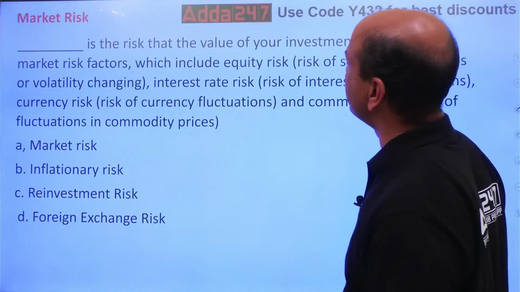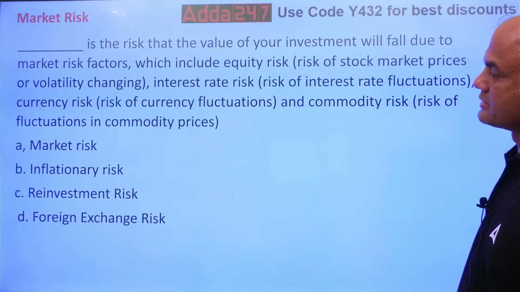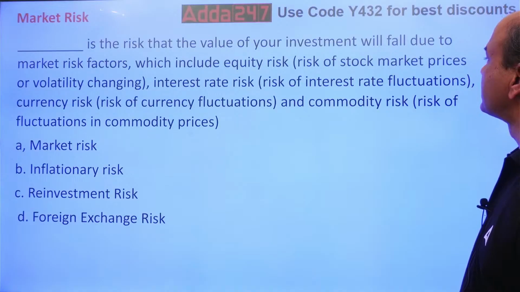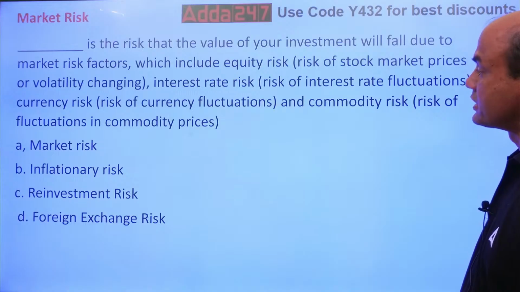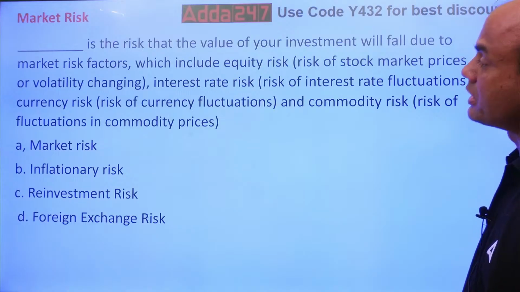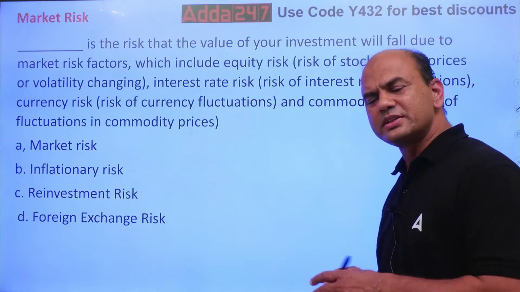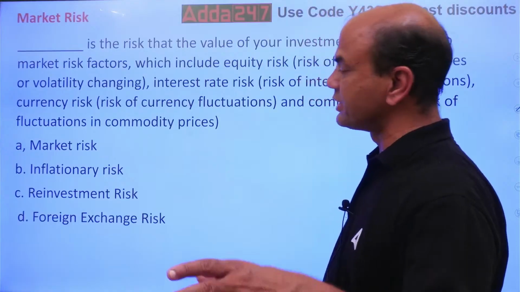Dash is the risk that the value of your investment will fall due to the market risk factors, which include equity risk, risk of stock market prices or volatility changing, interest rate risks, risk of interest rate fluctuations, currency risk, risk of currency fluctuations, and commodity risk, risk of fluctuations in commodity prices. So which is this risk which is all inclusive? It includes everything.